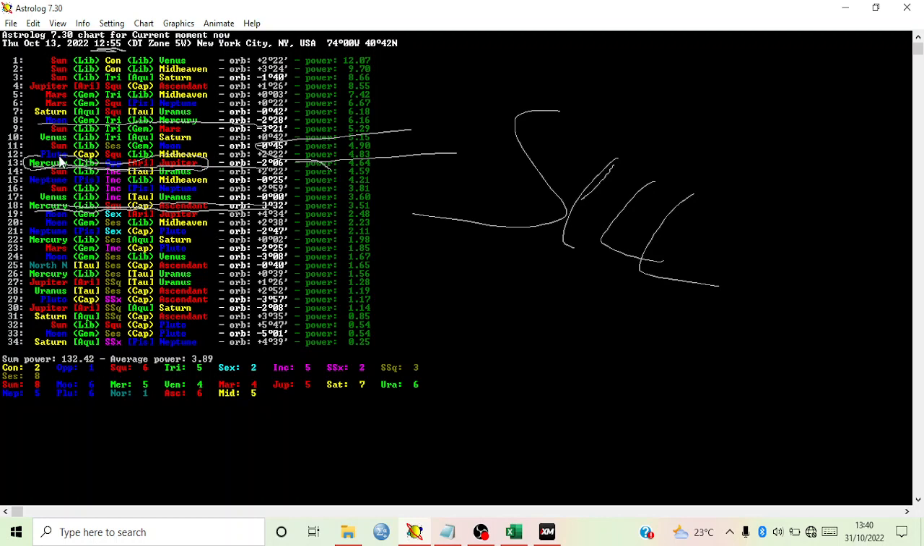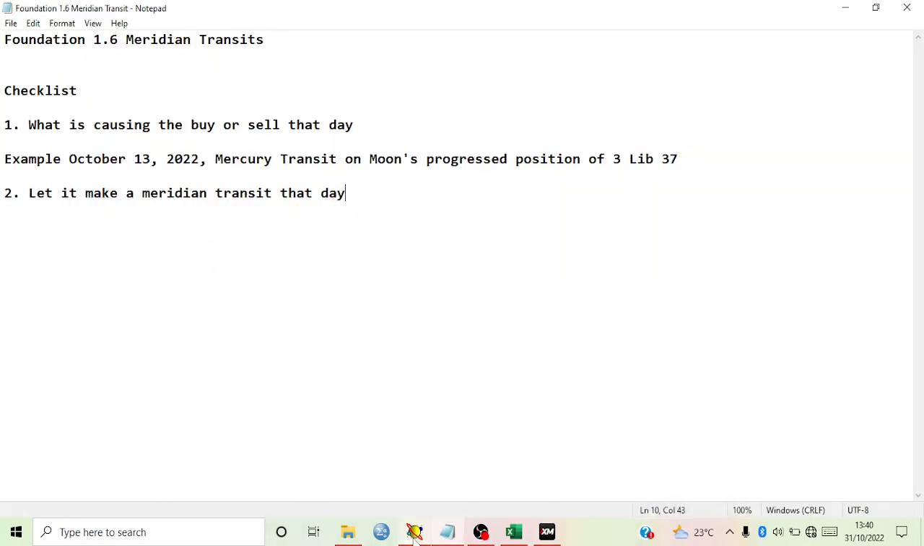We are supposed to make sure that we mark the one that's going to cause the sell, which is Mercury opposite Jupiter, right? So now that we know what is going to cause the sell for that particular day, which is Mercury opposite Jupiter, how do we know the Meridian transit?